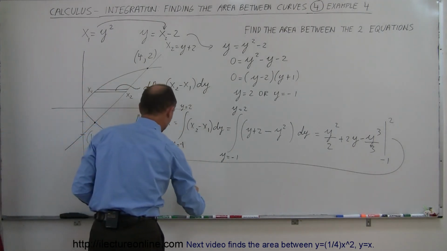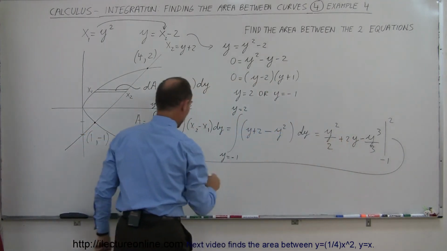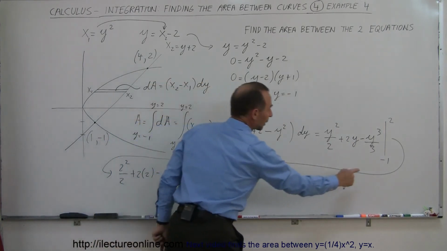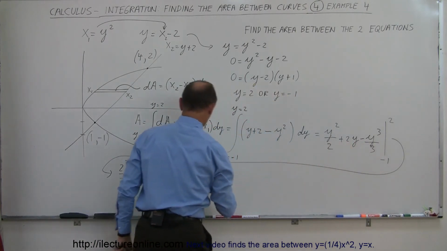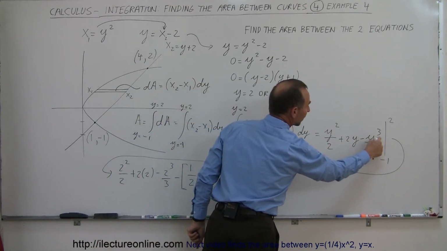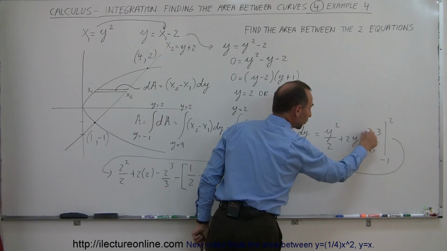So minus, when I plug in the lower limit, minus 1 squared, that would be plus 1 divided by 2. When I plug in the lower limit here, I get minus y, or minus 1 times 2, or minus 2. When I plug in the lower limit here, I get y cubed, that's minus 1 cubed, which is minus 1, times a minus 1 would be plus 1 over 3.